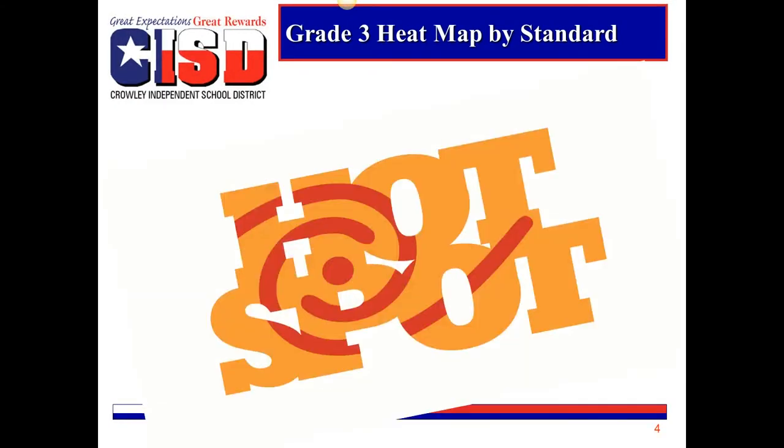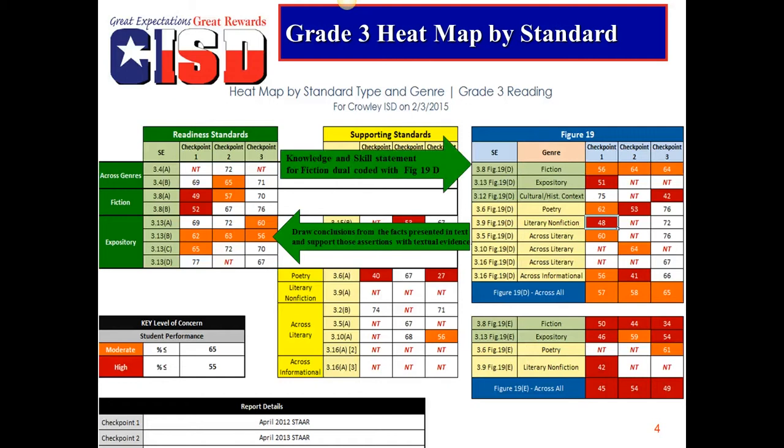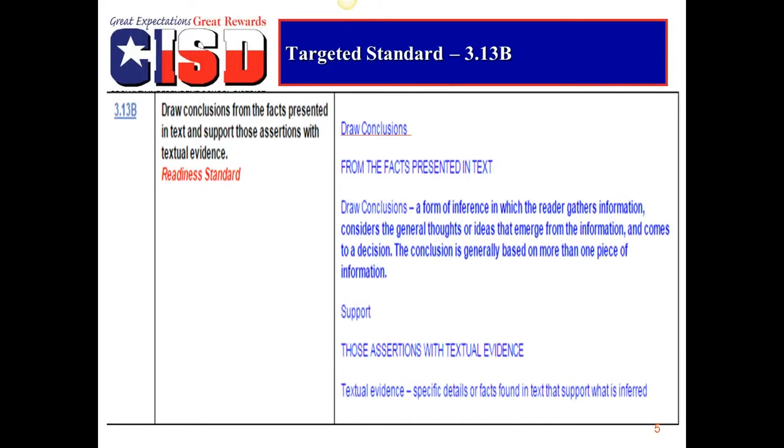Let's take a look at our hotspots for this unit on our Grade 3 heat map by standard. We see that 3.13b is a hotspot, as well as Figure 19d and Figure 19e. Let's take a closer look at these standards on our IFD. 3.13b reads, draw conclusions from the facts presented in text and support those assertions with textual evidence.